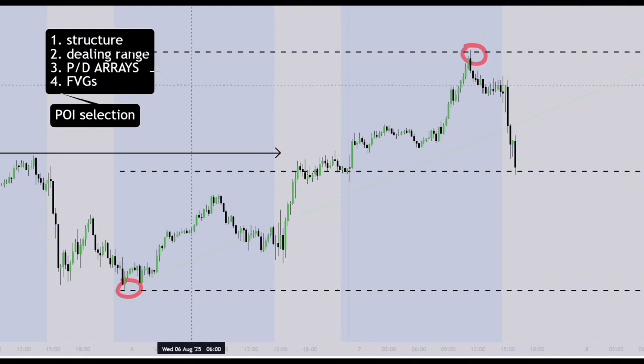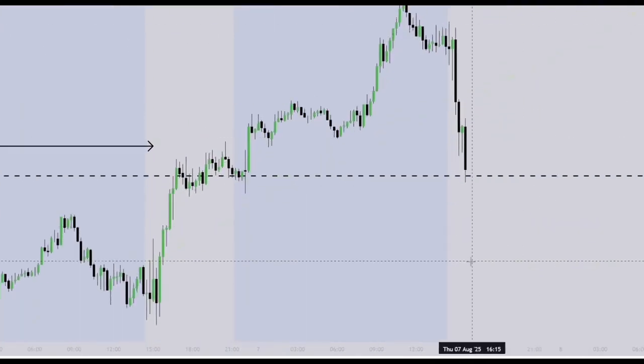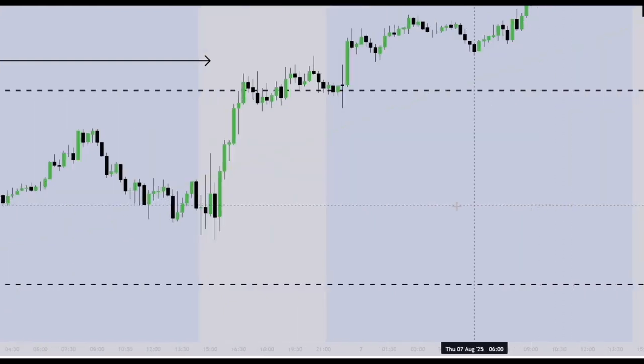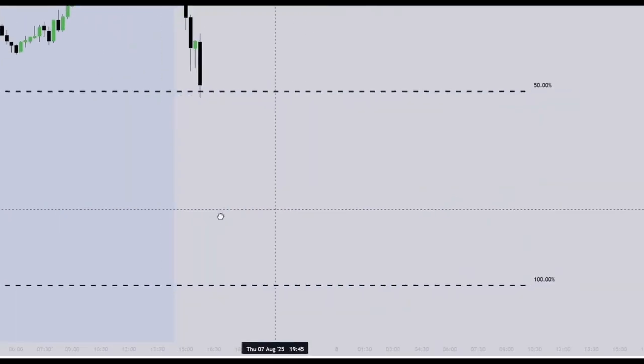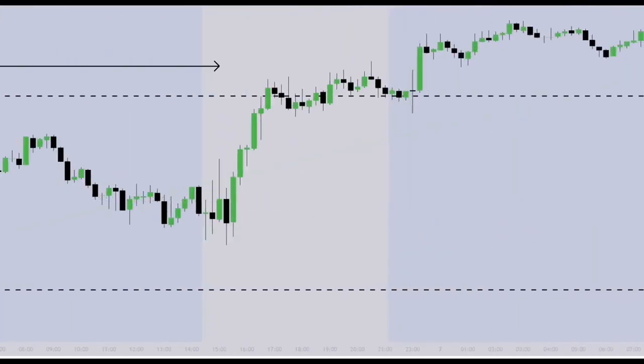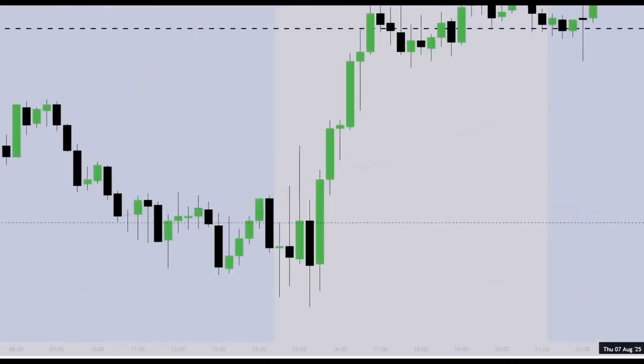So let's kind of break this down. We have POI selection over here. So how do you form a POI? Nice and simple. Now notice how this is the 50% area. We're below the 50%, so we've come into a discount. And so how do I form my POI?